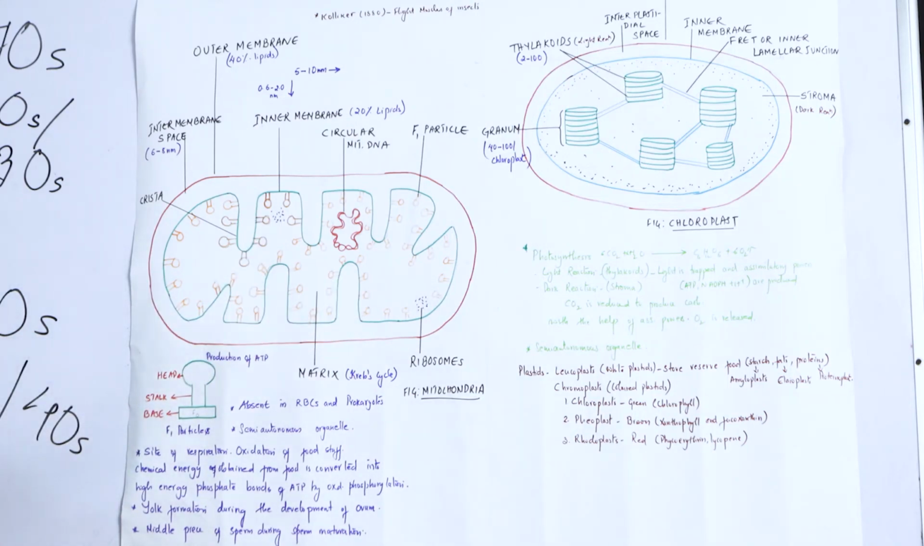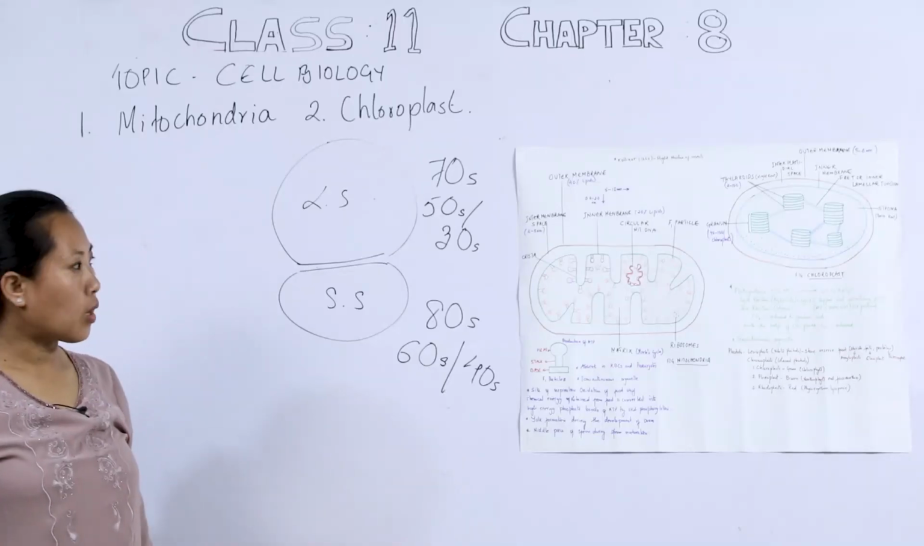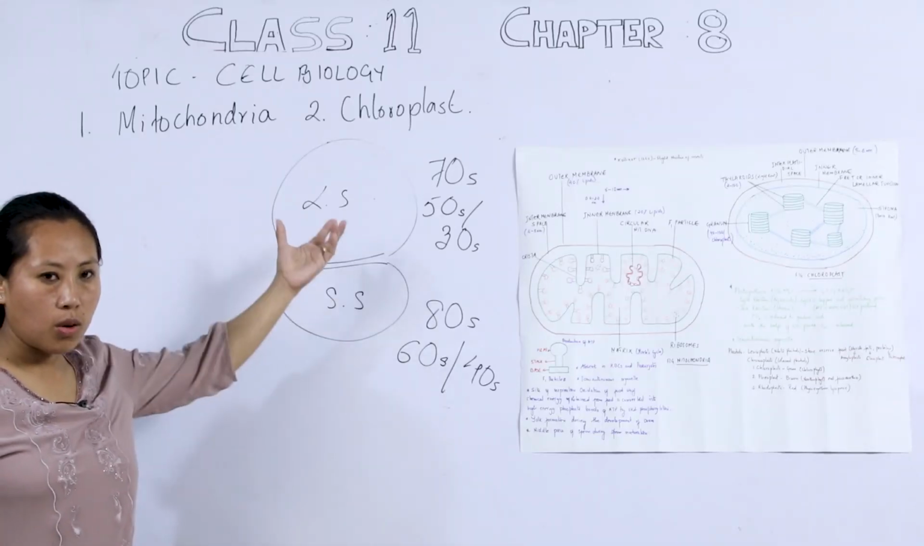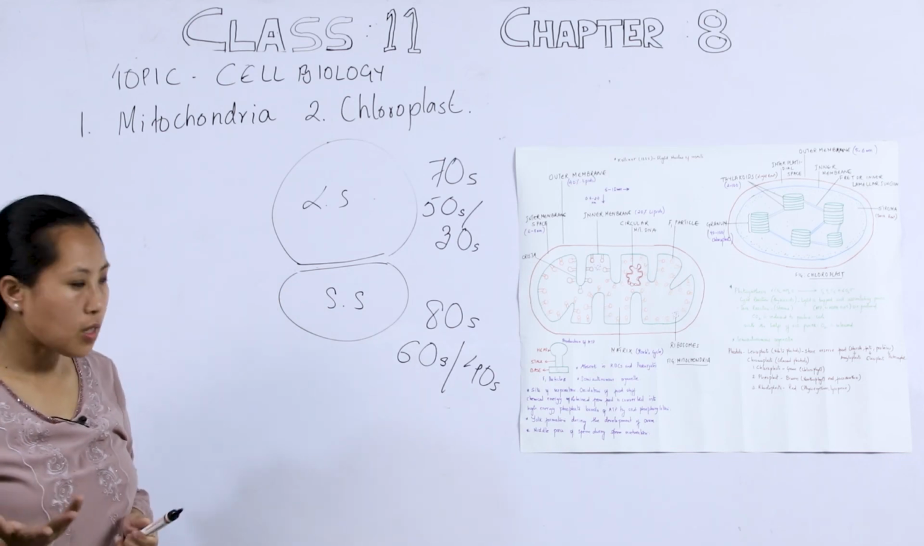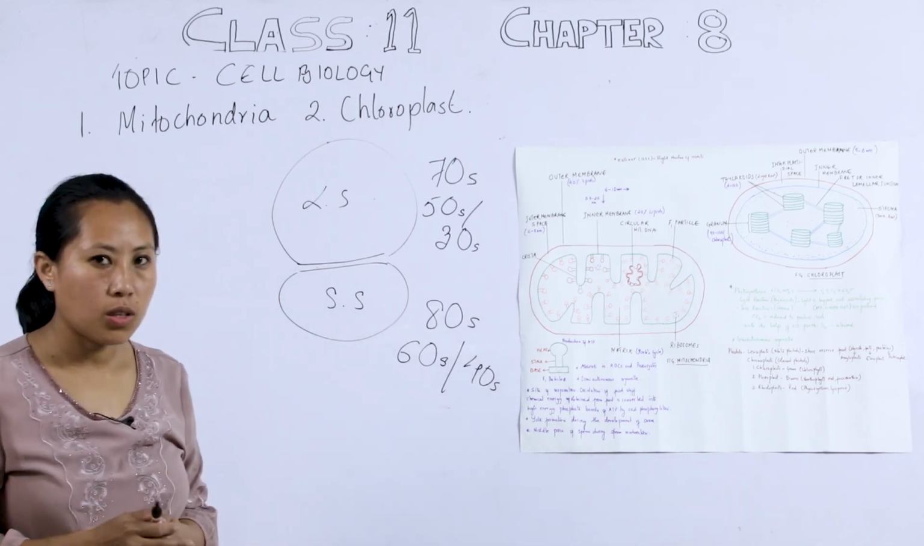Because of the presence of DNA and ribosomes, they are capable of carrying out protein synthesis on their own ribosomes. With this, I end today's class, and in the next class we will go into detail on other types of cell organelles.